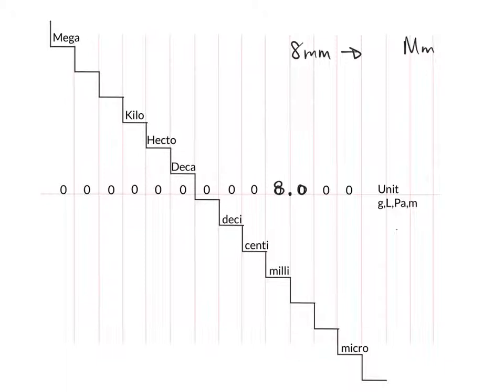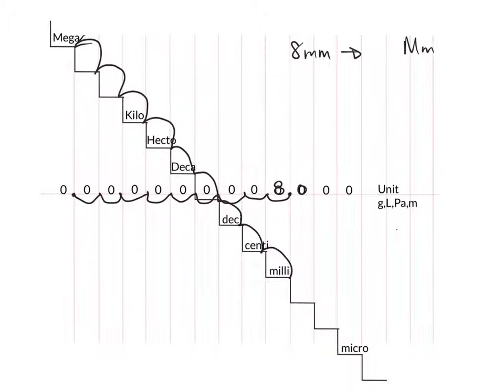And we would look at where we're at for mega, and we'd see, well, from here I have to go 1, 2, 3, 4, 5, 6, 7, 8, 9 steps. So that means I would go 9 decimal places. And so now my 8 millimeters is now 0.000000008 megameters. And now we would have converted millimeters to megameters.